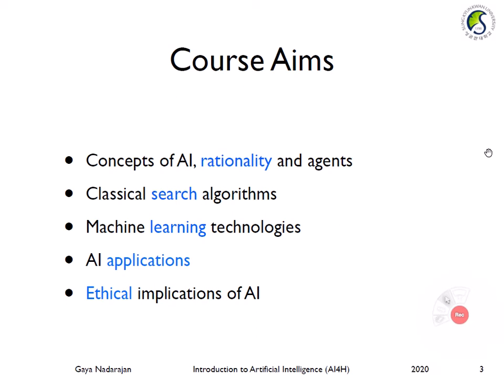So I want to give you a broad idea of what AI concepts are. What is the meaning of rationality? Because we'll be talking about agents and rationality, and we want to know a little bit about all these basic concepts surrounding AI. And then we will look, again broadly, at classical search algorithms.